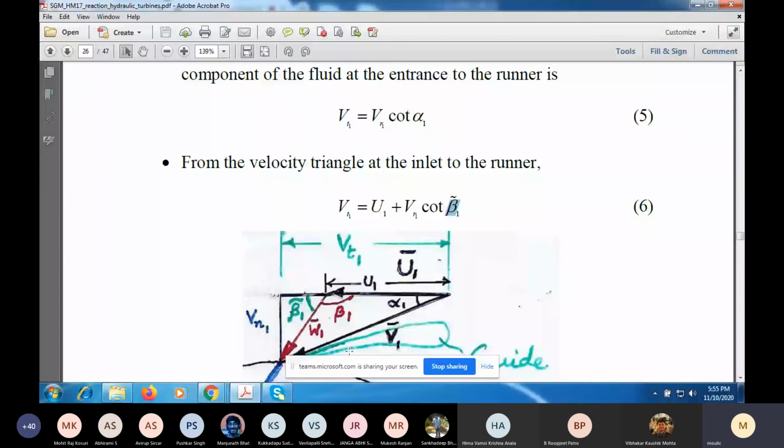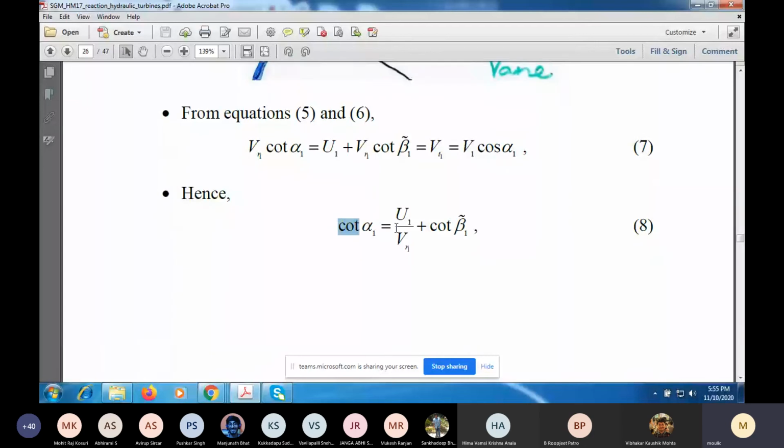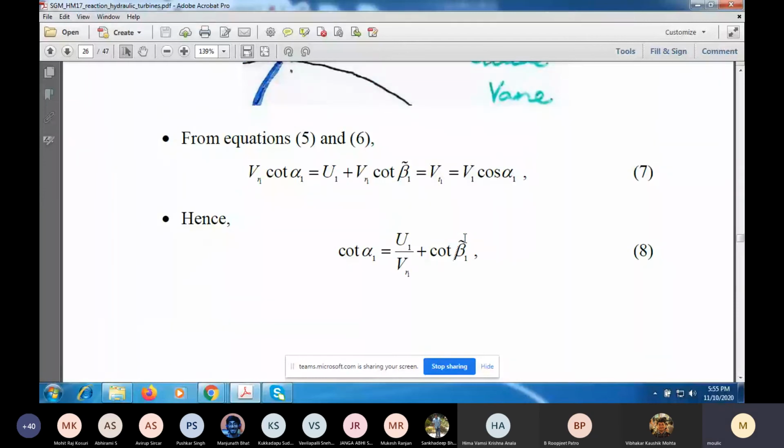So you have this relation that cot of alpha 1 is U1. If I look at this equation on the left and the middle equation here is equal to Vt1, which also you can write as V1 cos alpha 1. But if I look at these first two, I can divide by Vn1. Then I have cot alpha equal to this ratio U1 by Vr1 plus cot of beta 1 tilde. So at the design condition, you have got a relation between beta 1 tilde and alpha 1.